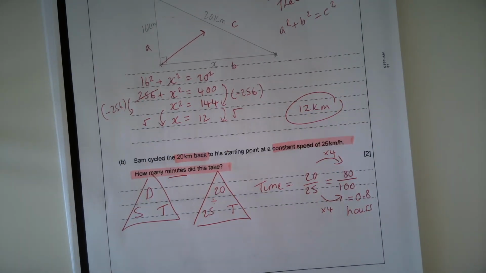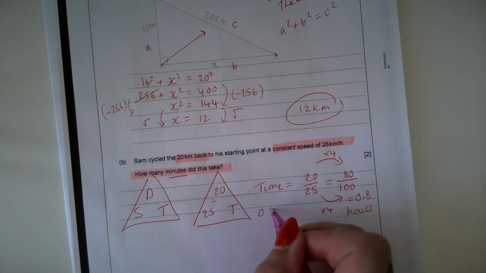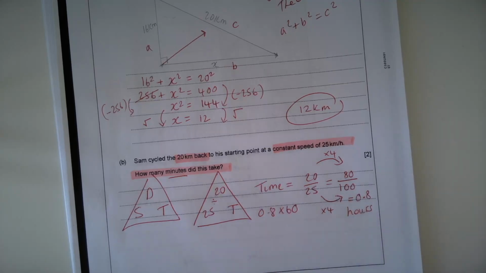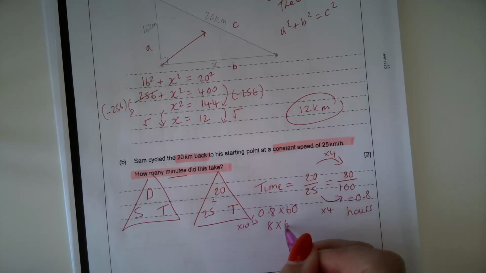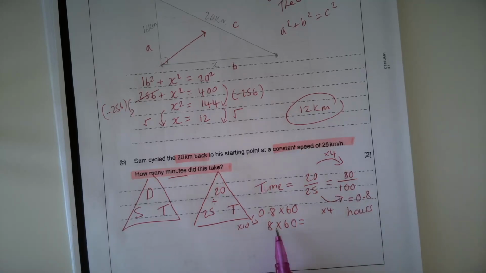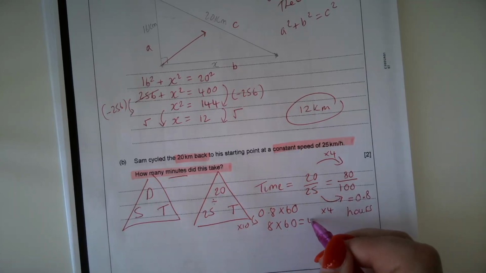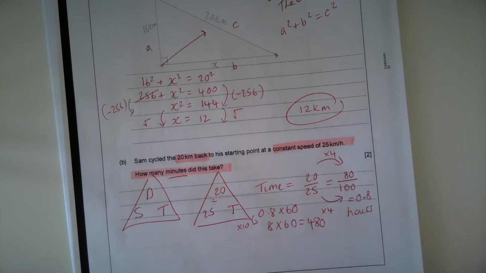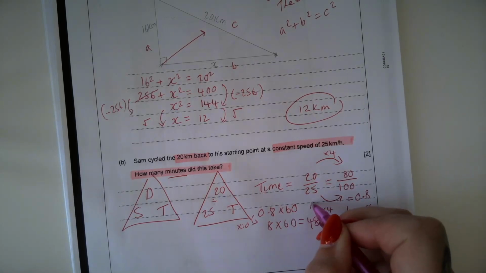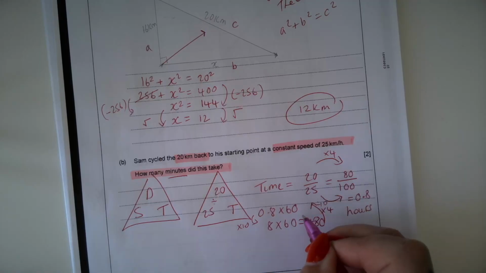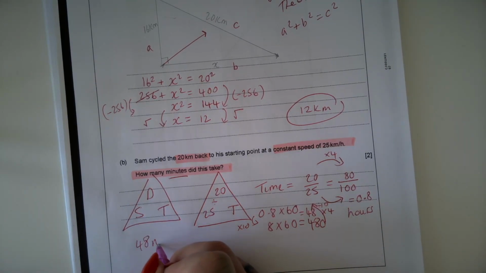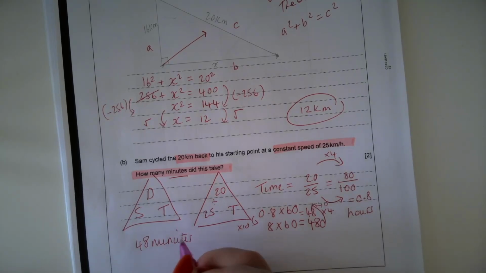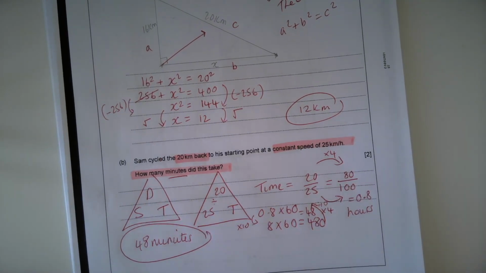We want minutes. So we're going to have to do 0.8 times 60. Okay. So I'm going to multiply this by 10 so that I'm working with 8 times 60. So 8 times 6 is 48. So it must be 480. But then I need to reverse that multiply by 10. So I'm going to divide by 10. So that is 48. So it's 48 minutes it took him. And I'm making that nice and clear for the examiner because I ran out of space there.